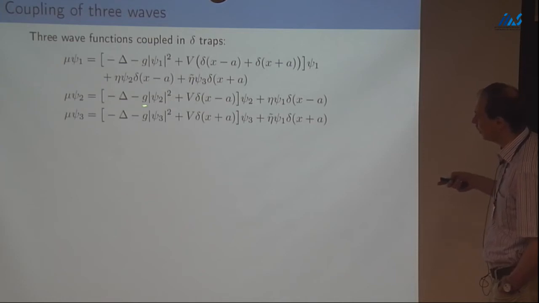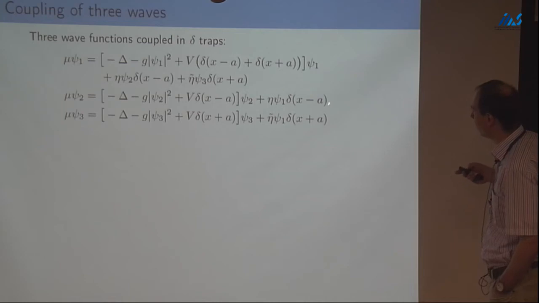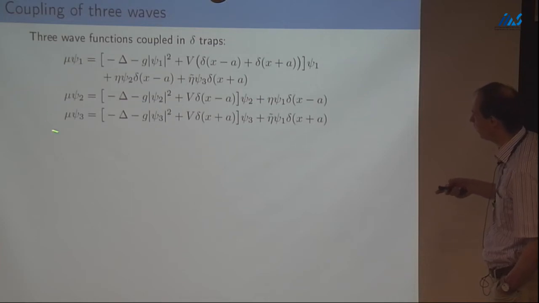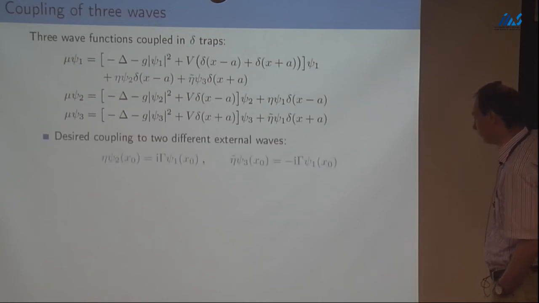We have the Gross-Pitaevskii equation for wave function psi 2. It's coupled only in one well to the wave function psi 1 in the right well, and the wave function psi 3, its Gross-Pitaevskii equation, and its coupling to the wave function psi 1 in the left well. That's what I want to look at.